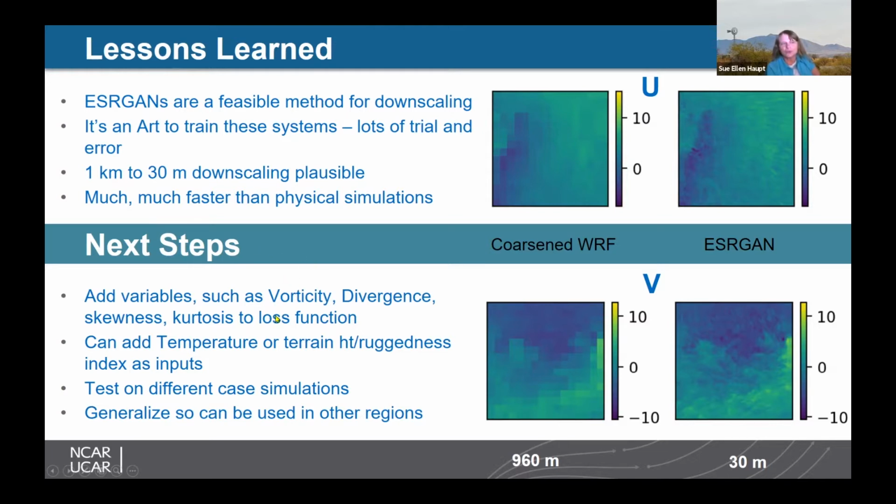Okay, we're just starting to add the physical quantities like vorticity, divergence, skewness, kurtosis to the loss function. We can additionally add more input variables like temperature, terrain height or ruggedness, etc. Right now, we've been testing on test data held out from the single simulation, but we wish to test on other simulations as well, and also see if we can use this as transfer learning for other regions beyond this Pacific Northwest case that we've seen. And for that, we're expecting that some of these physical variables could be useful.